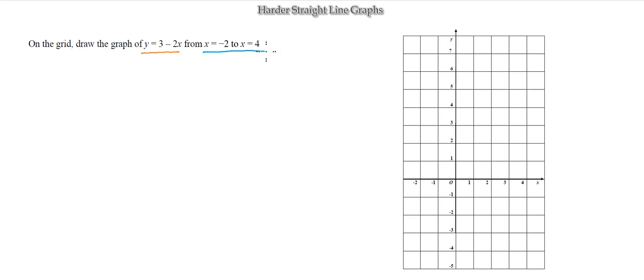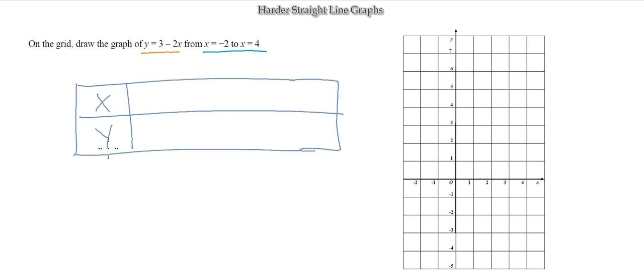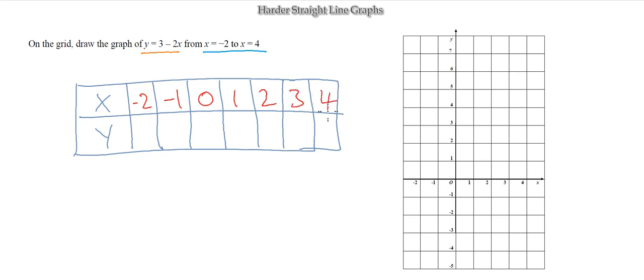So the first thing that we need to make sure we are doing is to draw the table for my x and y points. And they want us to draw from x equals minus 2 to x equals 4. So we have minus 2, minus 1, 0, 1, 2, 3, and 4.